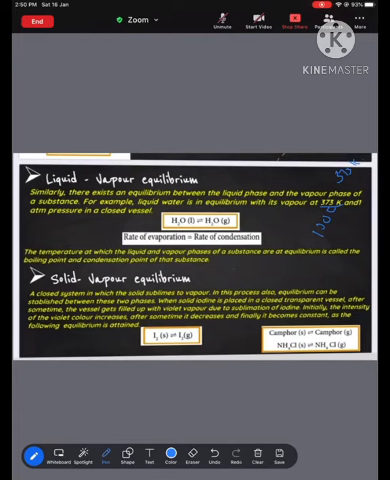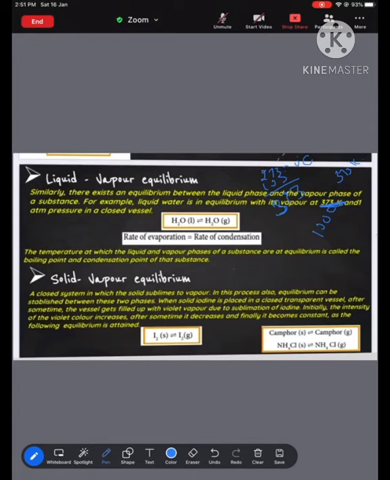Normally, how do you convert? 273 Kelvin is equal to 0 degrees Celsius. If you want to change Celsius to Kelvin, you have to add 273 to this, then you will have 373. So this is 100 degrees C and 1 atm pressure in a closed vessel.